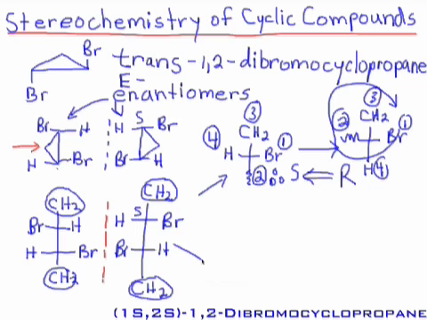Okay, now we can do the bottom chiral center. We have Br to the right, H at the bottom, we have the CH2 of the ring wrapped around, and we have a squiggle.